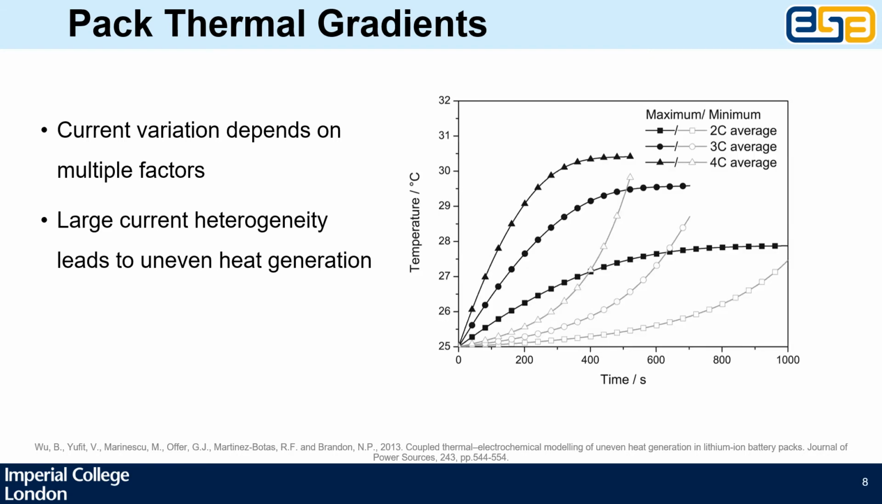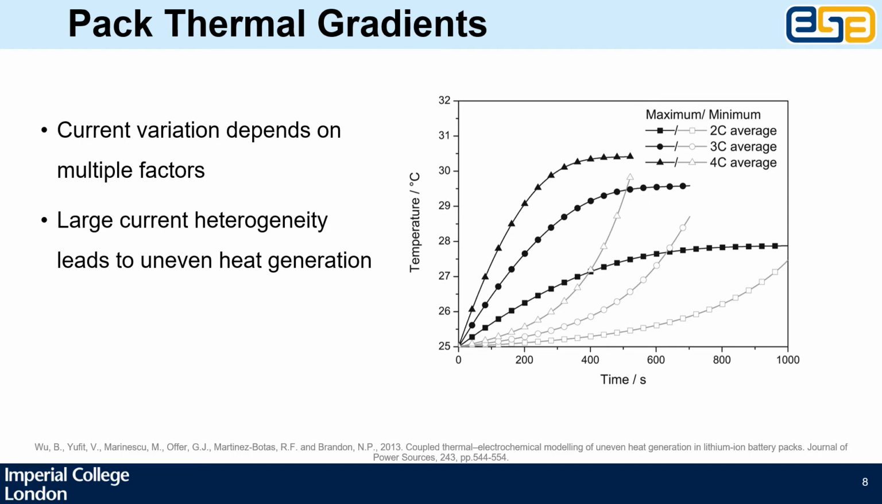Under a convective cooling regime, modelling shows large differences in cell heating within a parallel string, where the maximum and minimum cell temperatures vary significantly over the duration of a discharge. Initially, the most heavily loaded cells heat rapidly, but as the load is eventually redistributed to the initially less loaded cells, the temperature rebalances.